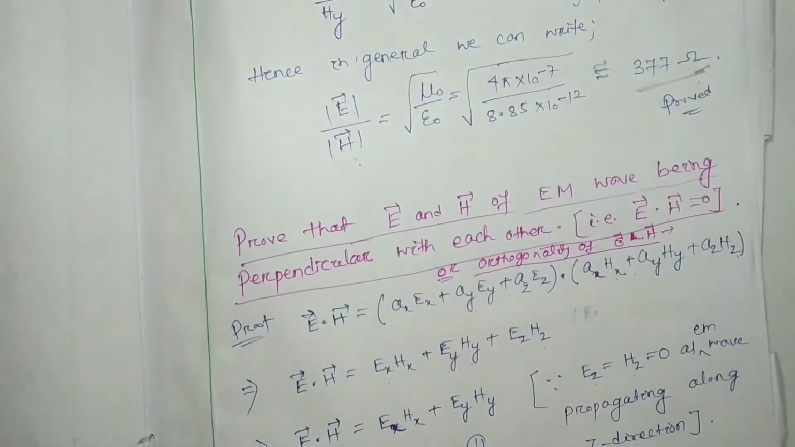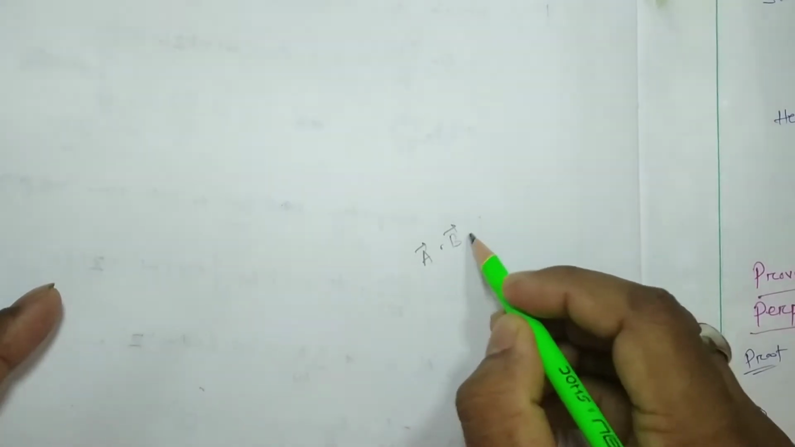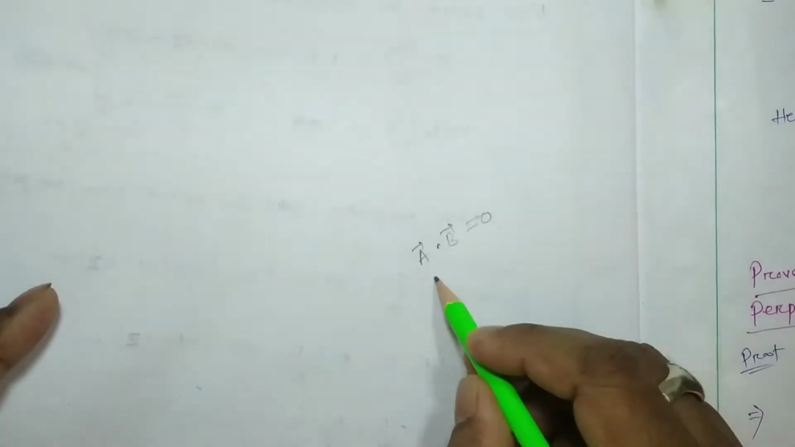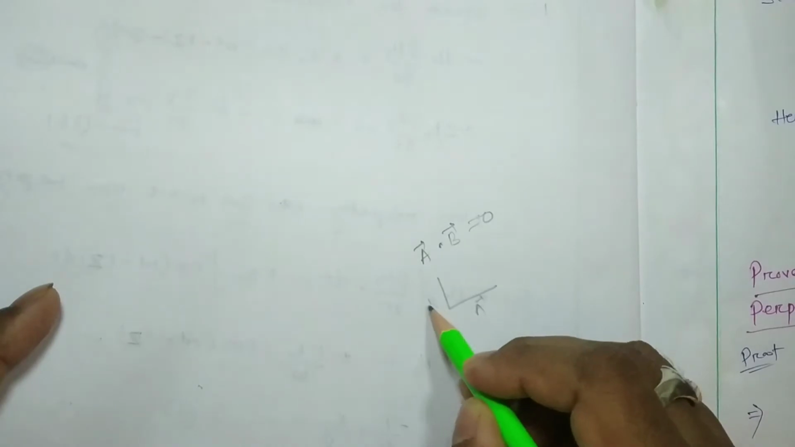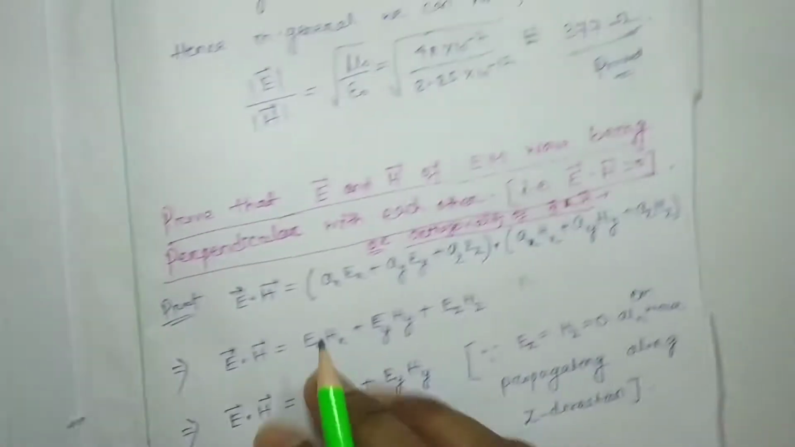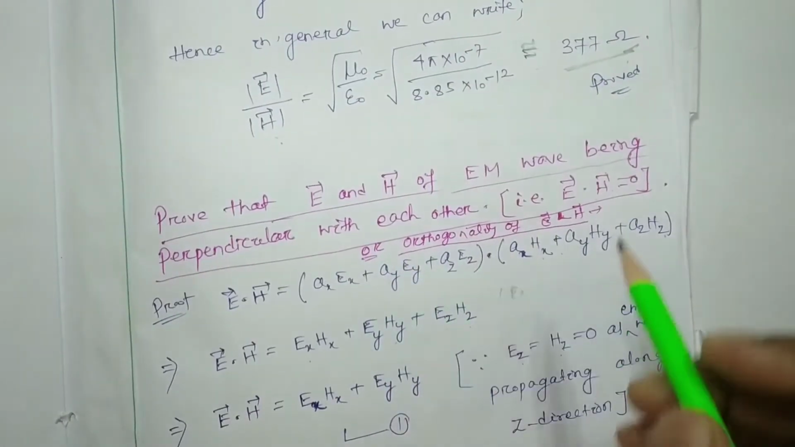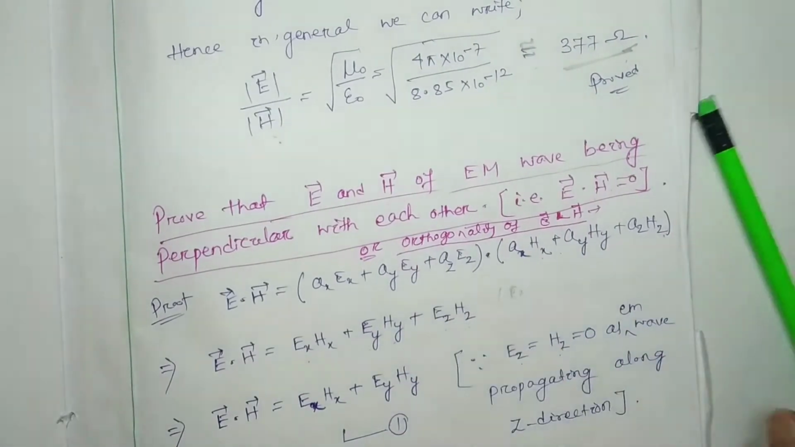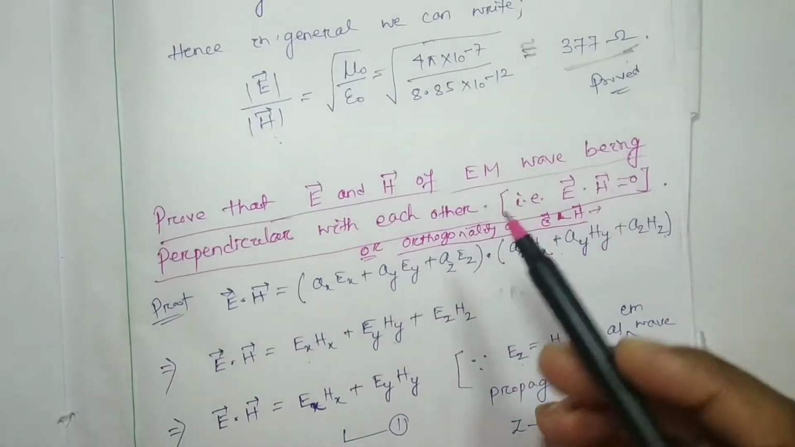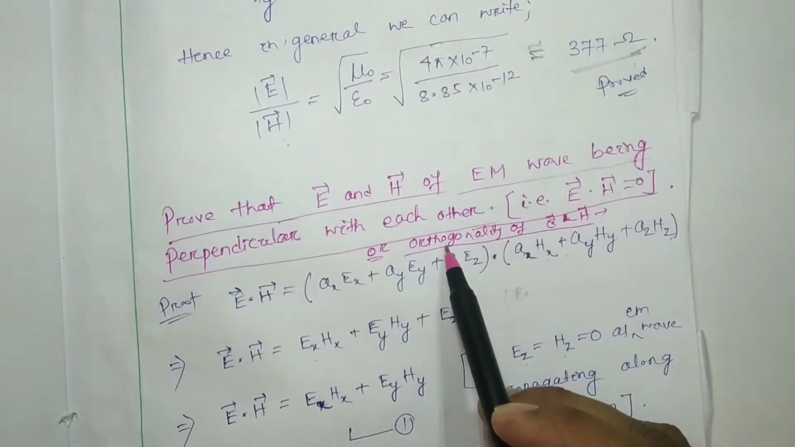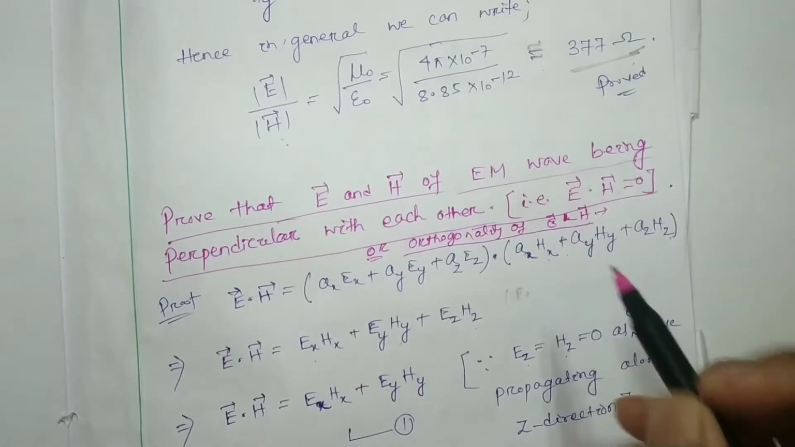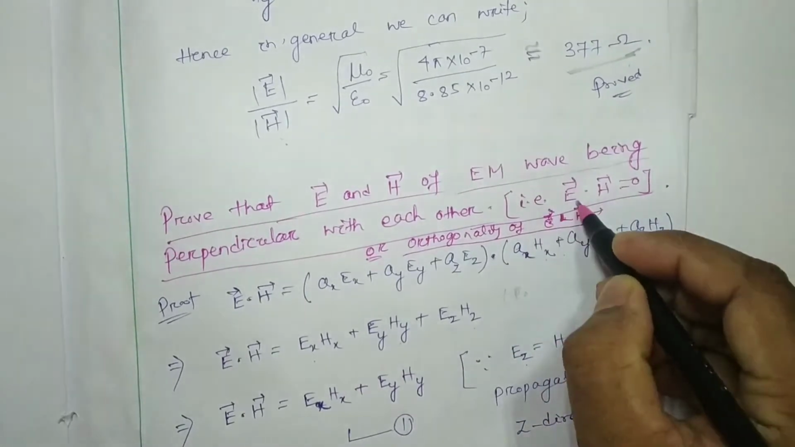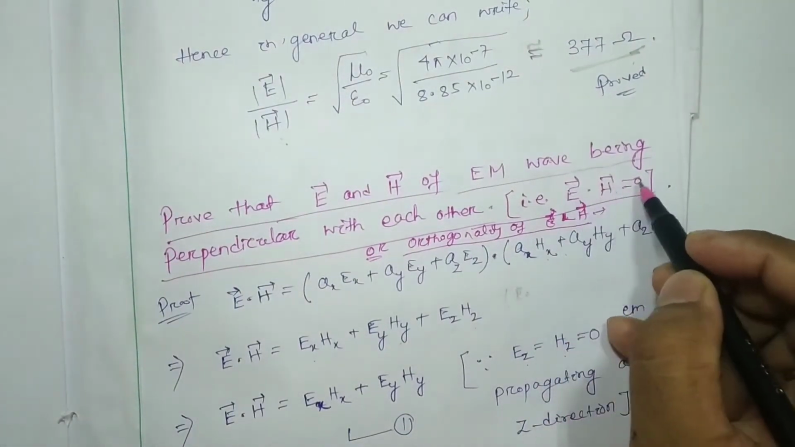We know that orthogonality between two vectors A and B means zero dot product. That means A is perpendicular to B. So this orthogonality language is also used by many books, so you just add this one. In the exam, it may be asked to prove the orthogonality of E and H. At that time, you should not be confused; you have to prove E dot H equal to 0.